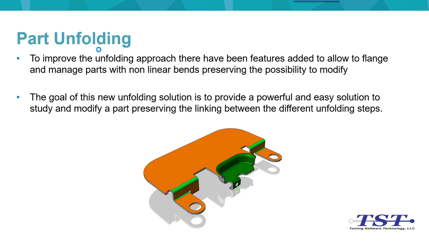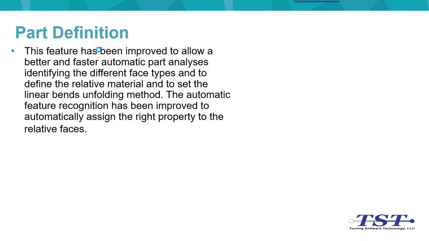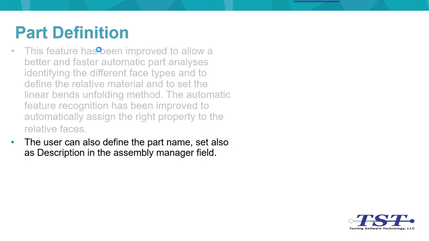The goal is to build a new unfolding solution, which is to provide a powerful and easy solution to study and modify the parts, preserving the links between different unfolding steps. Within part definition, the feature has been improved to allow better and faster automatic part analysis, identifying different face types and different relative materials to set the linear bends unfolding methods. The automatic feature recognition has been improved to automatically assign the right properties to the relative faces.